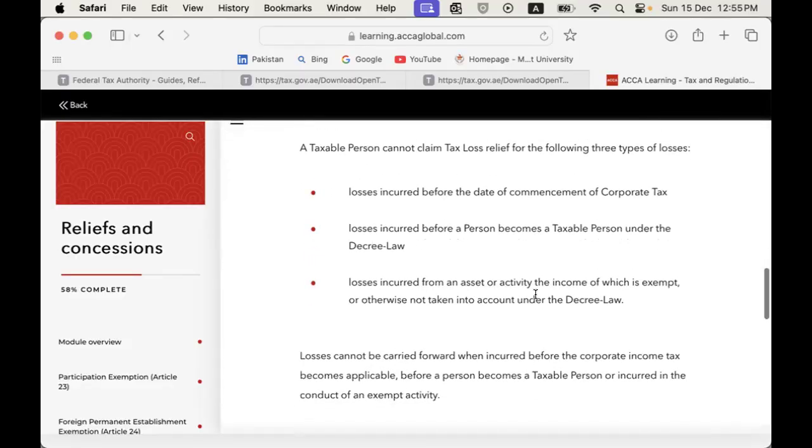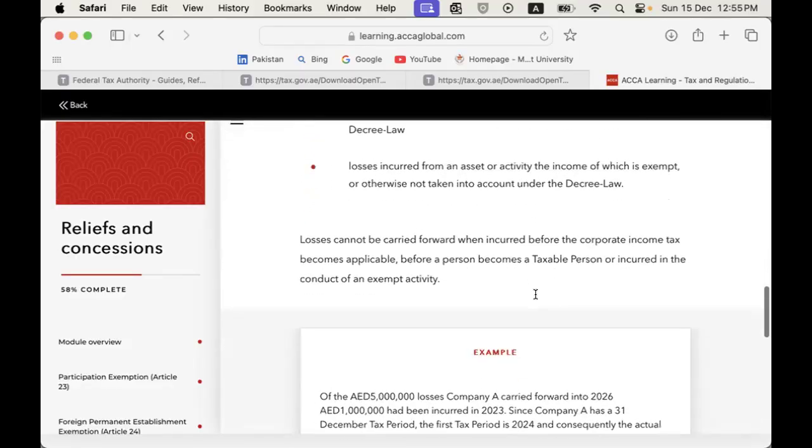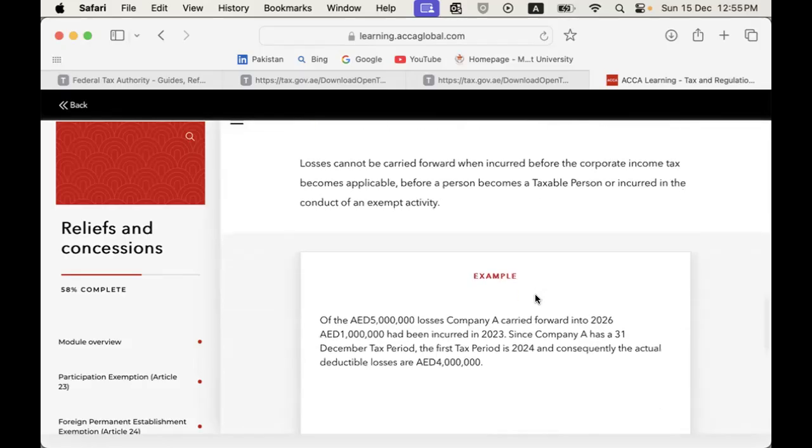But over here in Pakistan, it cannot be carried forward for an unlimited time period. It's 6 years. Correct. But here it is indefinite.